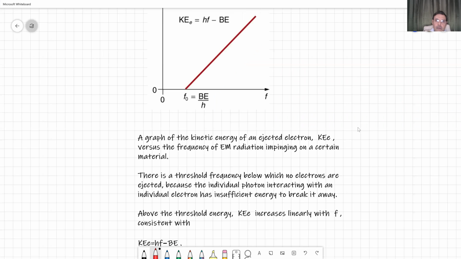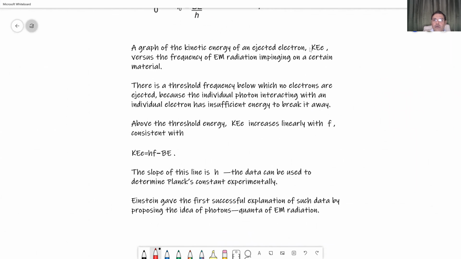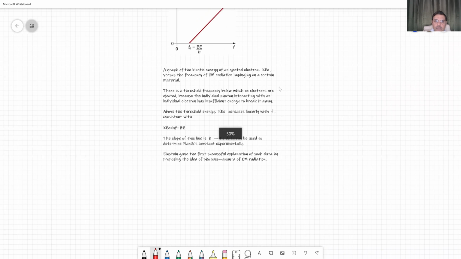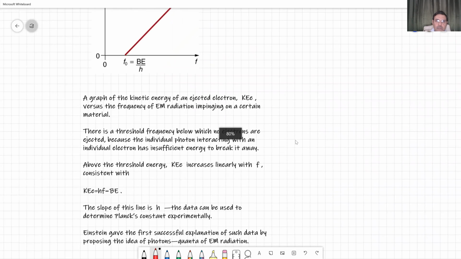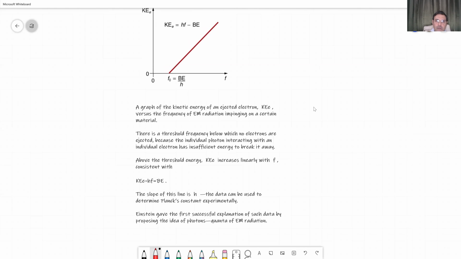So a graph of the kinetic energy of an ejected electron, KEE, versus the frequency of EM radiation impinging on a certain material is shown above. There is a threshold frequency below which no electrons are ejected, which we can see here. F0 represents the threshold frequency of the particular material or metal that we are talking about.